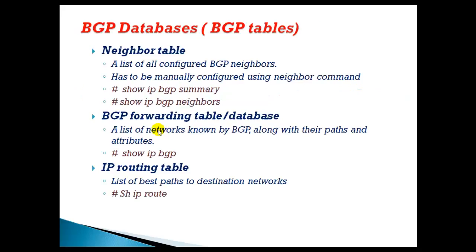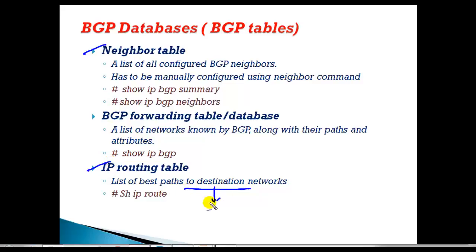Next, just like OSPF or EIGRP, BGP also maintains three kinds of tables: neighbor table, BGP table, and routing table. The routing table is similar to the others. It contains a list of best routes. Whatever the best routes installed in the routing table, they will be shown by using the command show ip route.